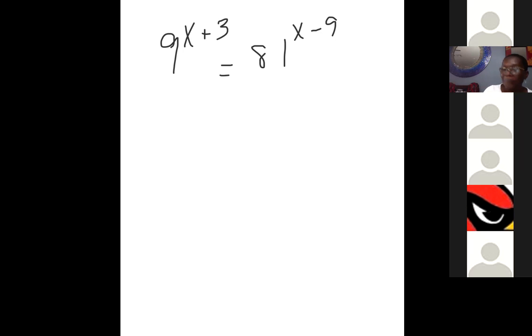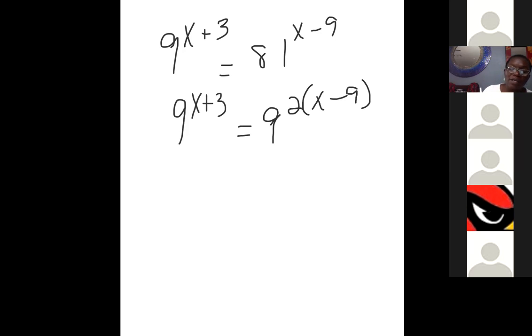So guys, here we go. On this one, here's why it's challenging. When you factor the 81 into a base 9, it becomes 9 squared. Now, there was already a power there. That power must be enclosed inside a set of parentheses. If you do not enclose it inside the parentheses, it will lead to the wrong solution. So make sure you enclose this inside a set of parentheses, guys.